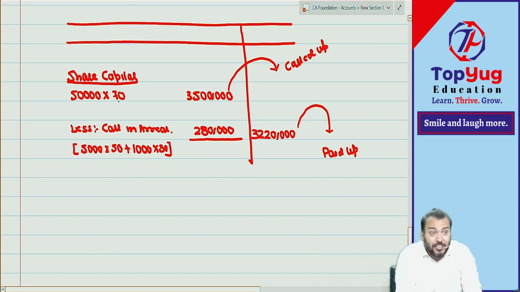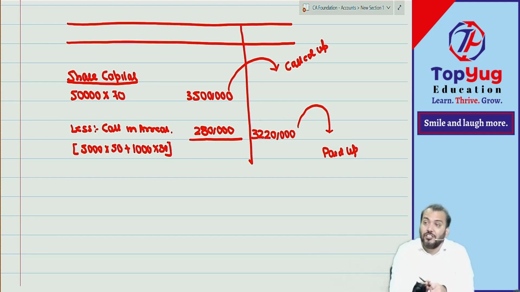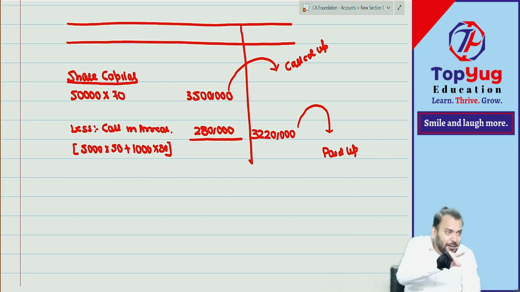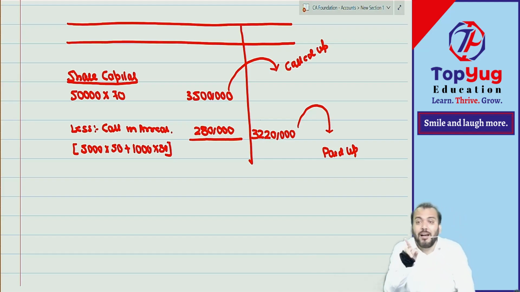We have not done 50,000 into 100 because 30 is what? Uncalled. So uncalled will never come in the balance sheet. So in the balance sheet what will come? Called up will come, unpaid will come, and paid up will come. Called up minus unpaid is equal to paid up. Are you able to understand? Called up minus calls in arrears is equal to paid up capital.